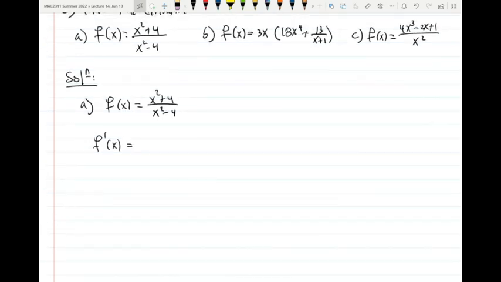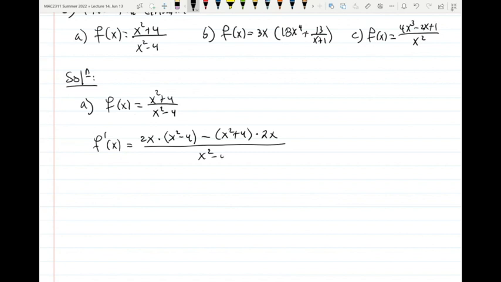Okay, let's see. A. So again, everybody understand that quotient rule is needed, right? Okay, so let's do it. Derivative of the top, 2x, times the bottom, minus the top, times derivative of the bottom. What's the derivative of the bottom? 2x, divided by bottom squared.